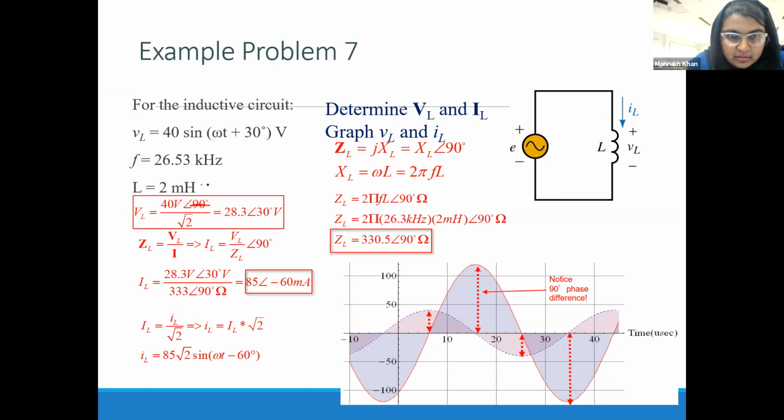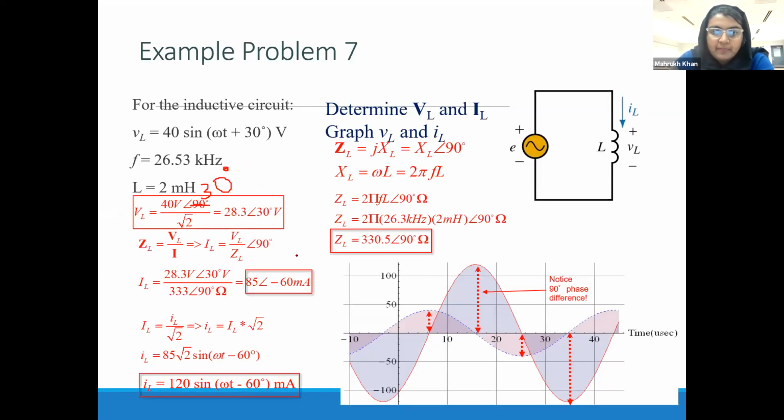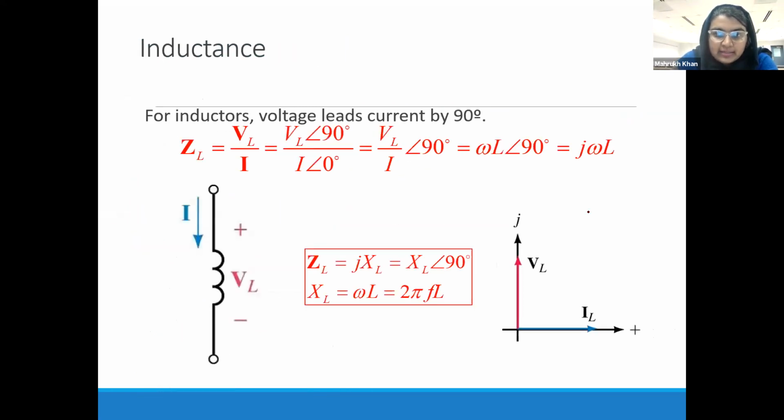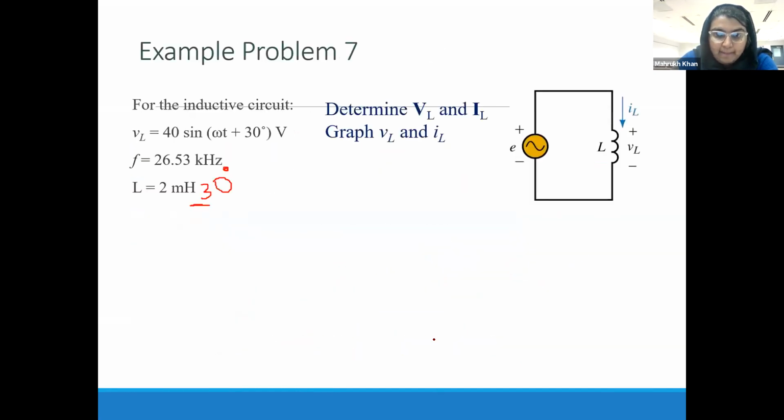This should be 30 degrees. Okay, so we will come back later here. You don't have to go into too much confusion here, but just remember that this is your j omega L and this is your omega L here.